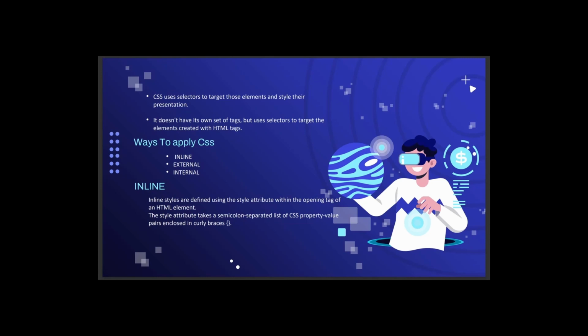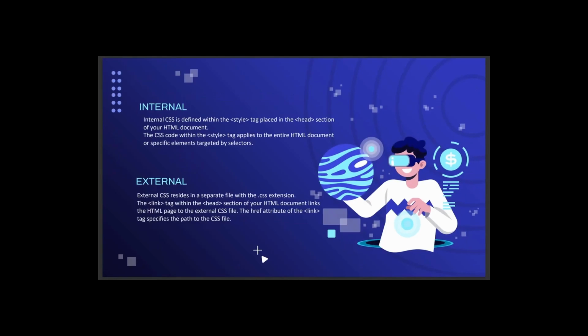There are three different ways to apply CSS. First one is inline, second one is internal, third one is external. Inline is defined using the style attribute within the opening tag of the HTML element. Internal is defined with a style tag placed in the head section of your HTML document. External resides in a separate file with the extension .css.